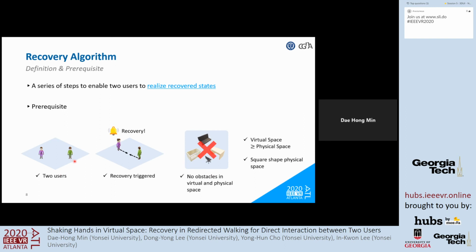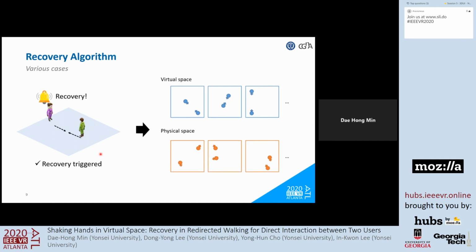The recovery algorithm is applied after the recovery signal has triggered. At this time, the position and direction of users can be very diverse. This is because redirected walking causes relative position differences in virtual and physical space. The recovery algorithm provides a suitable solution for all different cases.